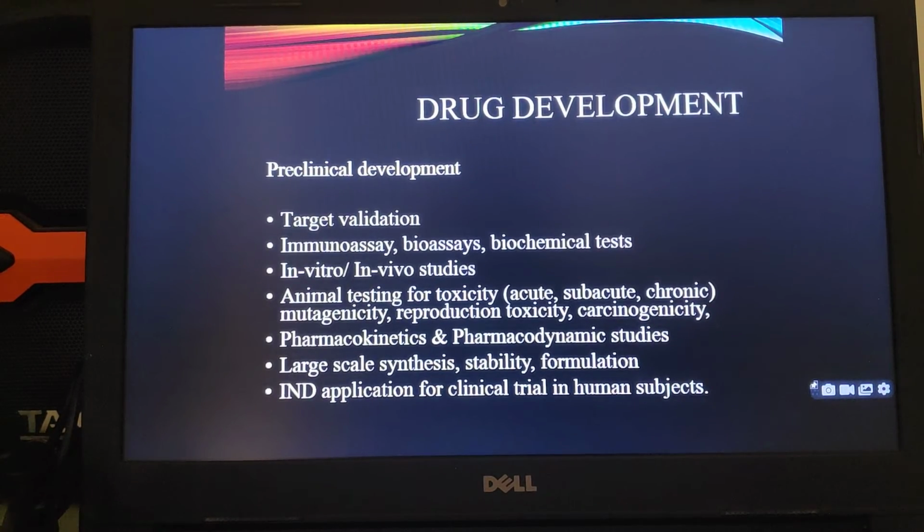Once all this information is accumulated, it is applied to the regulatory authority for doing a clinical trial in human subjects. And this application is known as IND, that is, investigational new drug application.